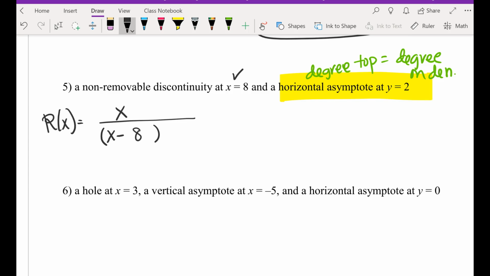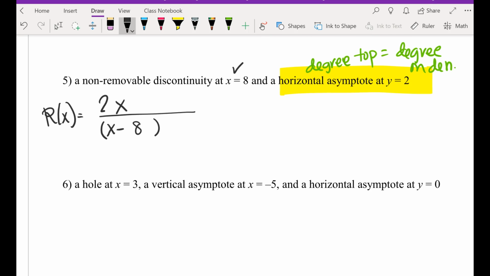But just like Emma said, right now, if she doesn't have a 2 next to the x, what is your HA? 1. Because the top has a leading coefficient of what? 1. The bottom has a leading coefficient of what? 1 divided by 1 is? 1. But your restriction said, I need a horizontal at 2. That means on the top, you need to have a leading coefficient of 2.